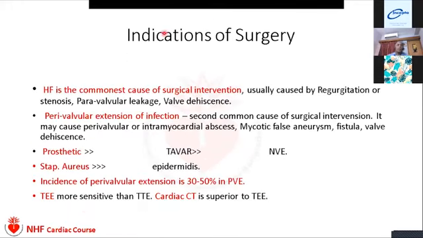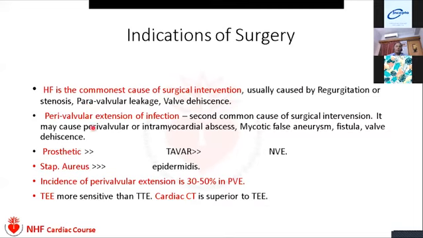What are the indications of surgery? Heart failure is the commonest indication of surgical intervention. Usually that may be caused by regurgitation, sometimes by stenosis, that may be due to paravalvular leakage or valve dehiscence.